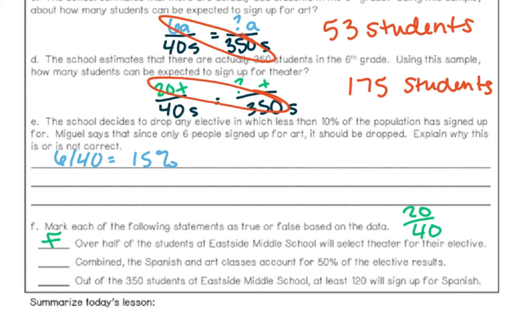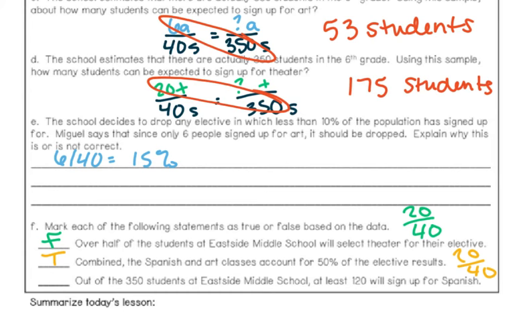Next it says combined, the Spanish and art classes account for 50% of the elective results. Since it wants Spanish and art combined, we would add the 14 students that chose Spanish to the 6 students that chose art for a total of 20. This is 20 out of 40 of the students surveyed, which is half or 50%. So this one is true.